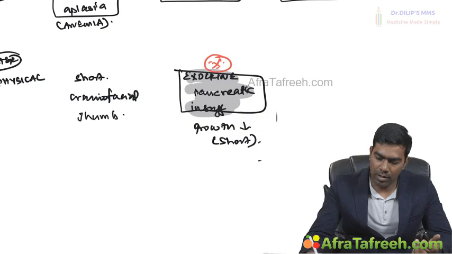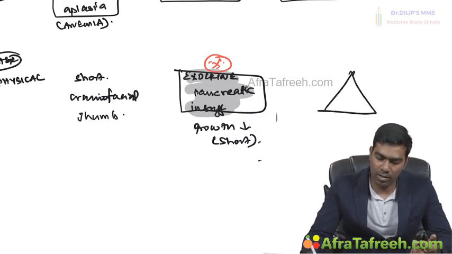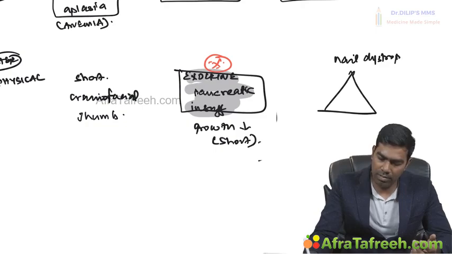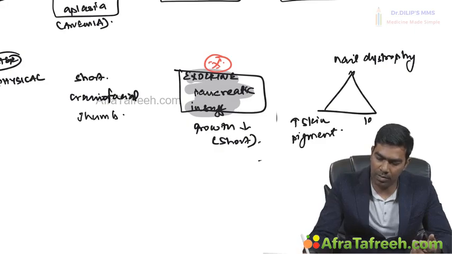So here the patient will have a triad of physical abnormalities. One is nail dystrophy, and the patient will have skin hyperpigmentation, increased skin pigmentation, that is called skin hyperpigmentation, and the patient will have mucosal leukoplakia.